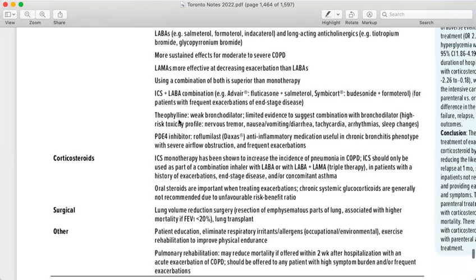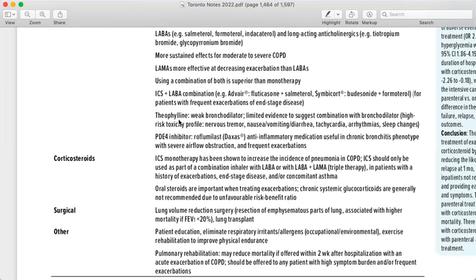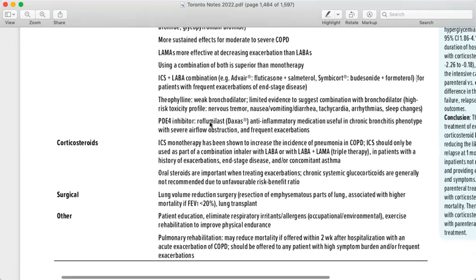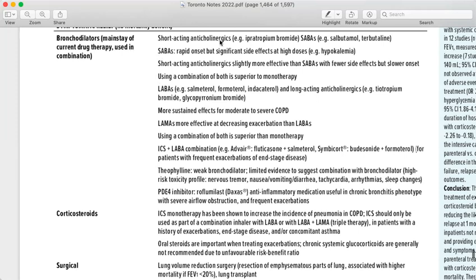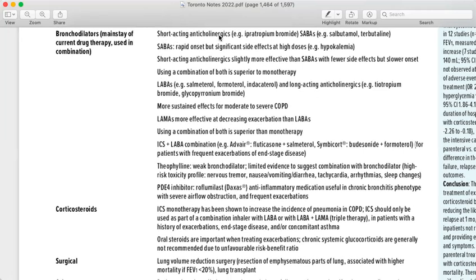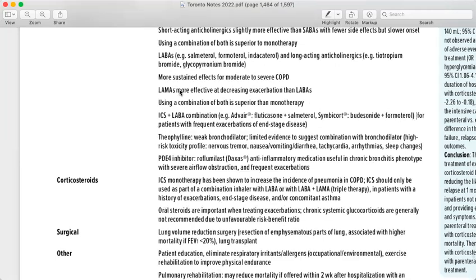Then theophylline. Mostly we don't use inhaled corticosteroids in COPD because if there is an infection, it can be exacerbated with a corticosteroid. So if there is an option of not using it, go with that one. Theophylline is a weak bronchodilator, with limited evidence to suggest combination with the bronchodilators. PDE4 inhibitors, roflumilast, are anti-inflammatory medication. These can be used, but this is usually prescribed by a respirologist or somebody in this field. Usually we stop at the SABA or short-acting anticholinergics, along with antibiotics if needed. So we are going to go with that.